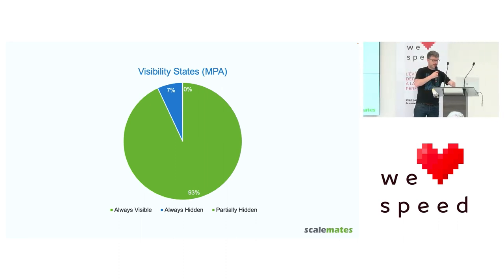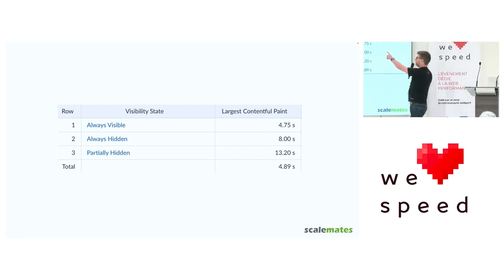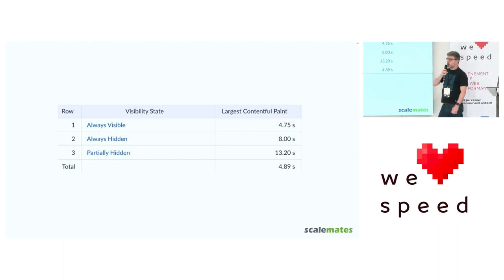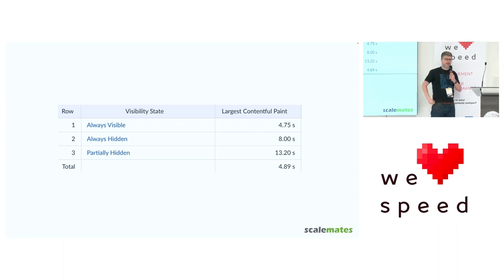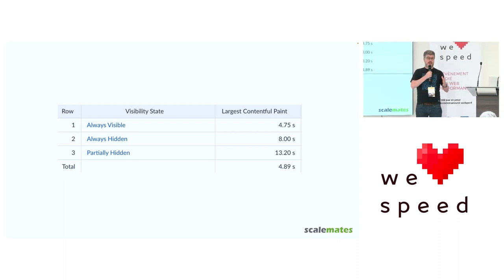Now, why do I say this is noise? Look at the performance data. So now we're looking at the largest contentful paint, one of the Core Web Vitals. When it's always visible, 4.75 seconds. As soon as it's not visible, look at the performance. Why would this be? The browser wants to shave off as many milliseconds as possible for the stuff you're actually looking at. The moment your page loads in a different tab, the browser says, this is less important, and therefore delays things. Network, memory, whatever is delayed.